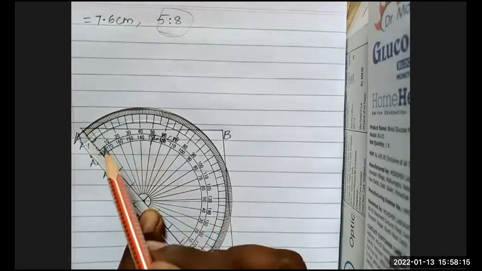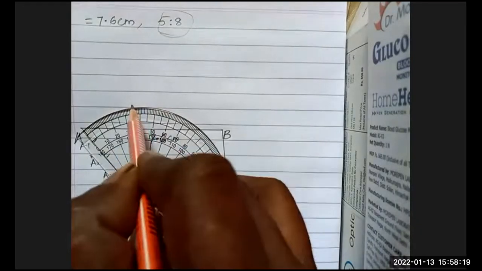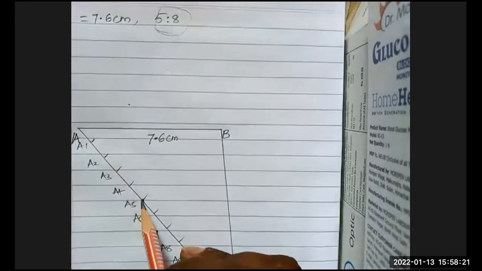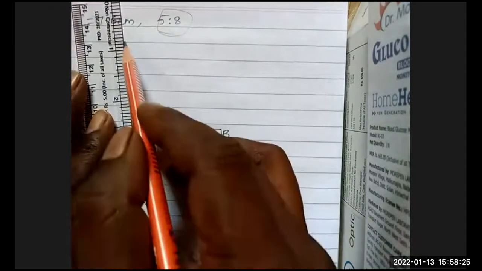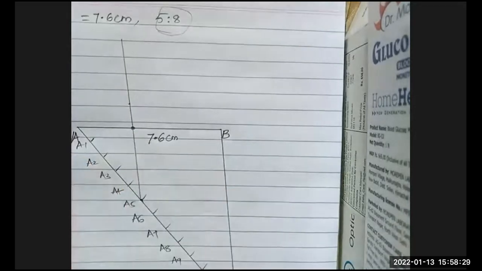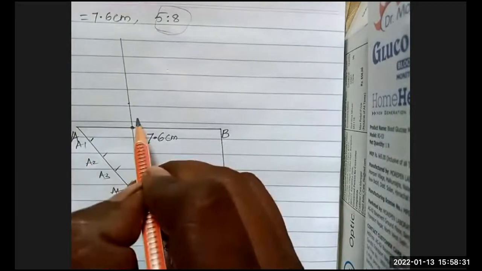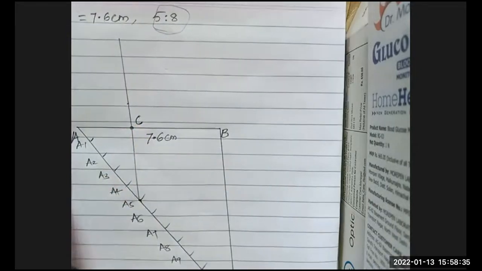And 10, 20, 30, 35. 35 degrees. So join that line. So here, this is intersecting with the actual line segment AB. Now make it as C. So therefore, now you can write it as AC.